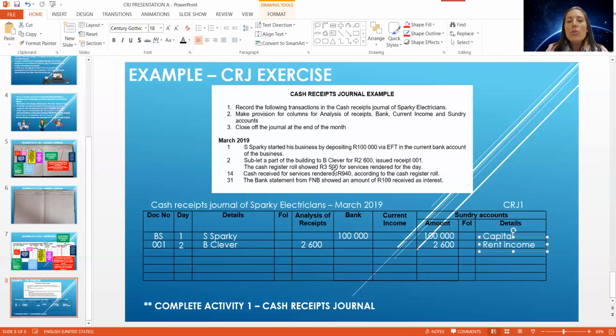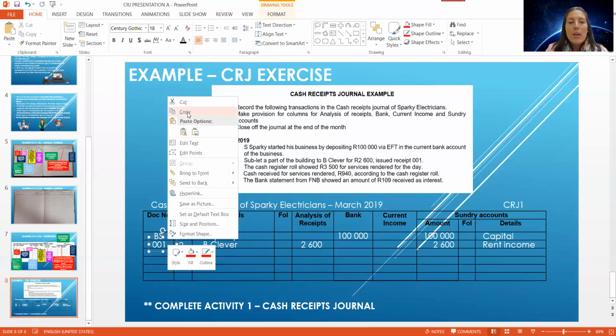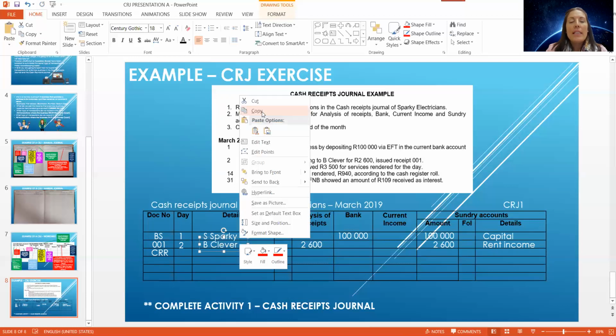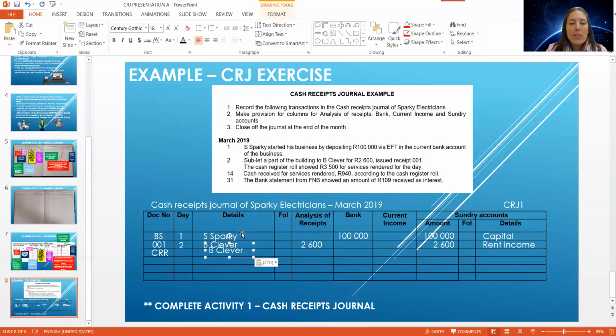The cash register roll showed 3,500 for services rendered for the day. Good. So our source document, remember what I said, for cash register roll, you can either make a tick or write CRR. Some textbooks use CRT. Let's use CRR, cash register roll. The day is still the second. Now you can write 2 again there, but it's not necessary, and it actually makes it easier if you don't write it. Then it's easier for you to see which transactions took place on the same day. So you can just leave the second open.